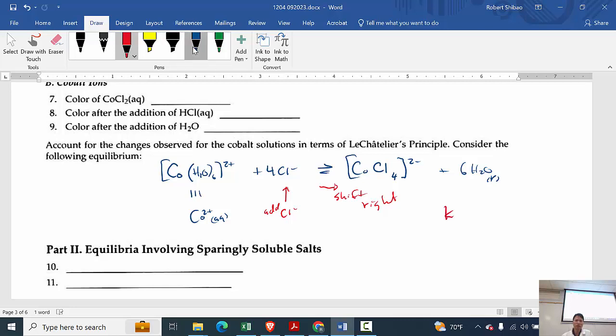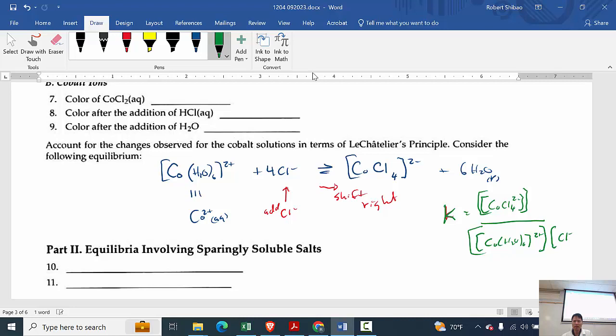So actually, let's go with a different color here. K for this is going to equal the concentration of the complex. Sometimes we get rid of the brackets here, but otherwise it kind of looks funny. So this is the concentration of the complex, the product, raised to the first power, divided by the concentration of this aqua complex, divided by the concentration of chloride. Now the concentration of chloride is raised to the fourth power. And so when we look at the concentration here, it's going to have a larger impact on the reactants than the products.